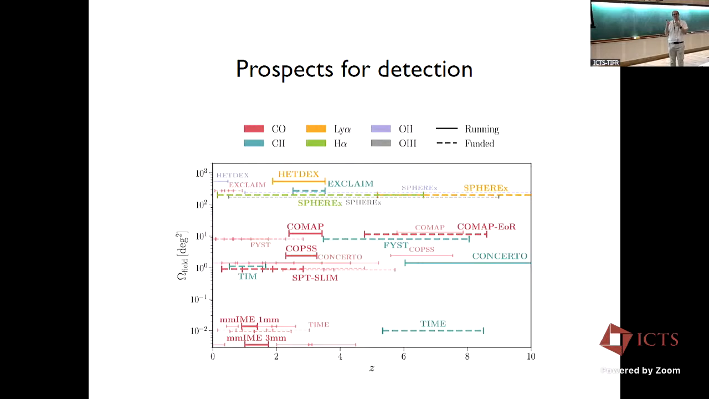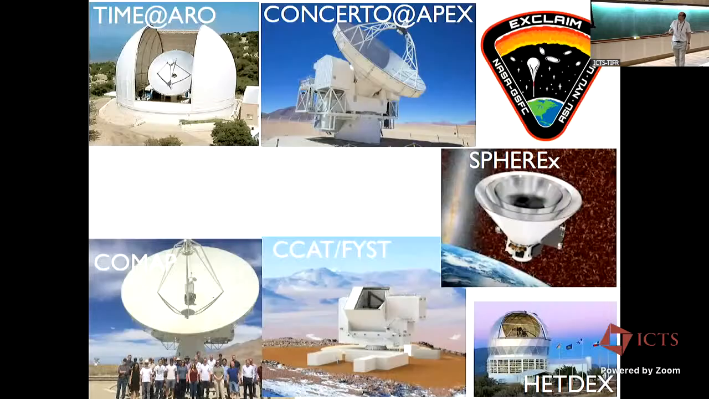Hopefully you believe me, there's an interesting signal to be detected. And so the question then is, well, can we actually detect them? And if so, how? And I'll come back to this figure in a moment. So this is just some nice pictures of different telescopes that are trying to detect the intensity mapping signal. So many of them, their names are things like Time or Concerto. And that's really the name of the sort of instrument package that lives on a telescope, like this is I think the Arizona Radio Observatory. This is the Atacama Plateau Explorer, I think. So things like that. Or you can build purpose-made experiments like COMAP, CCAT.